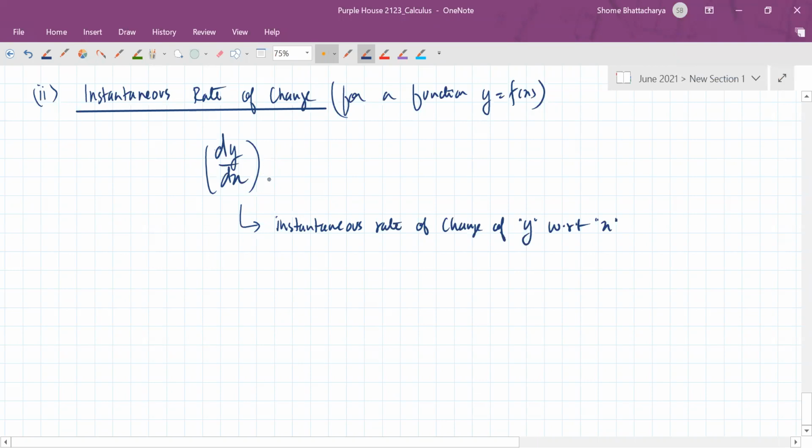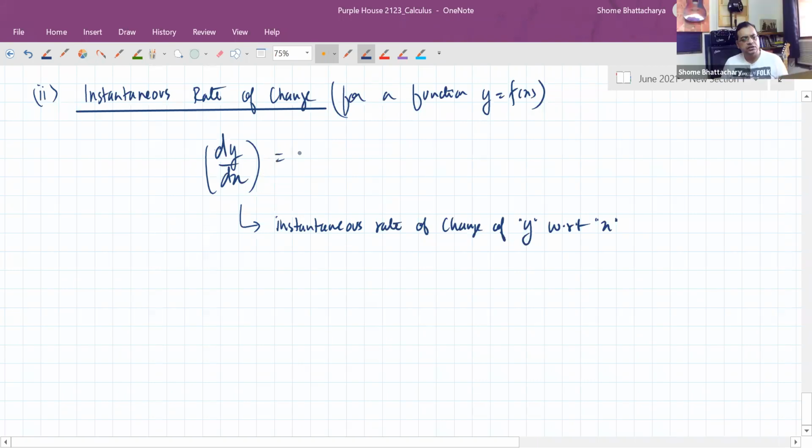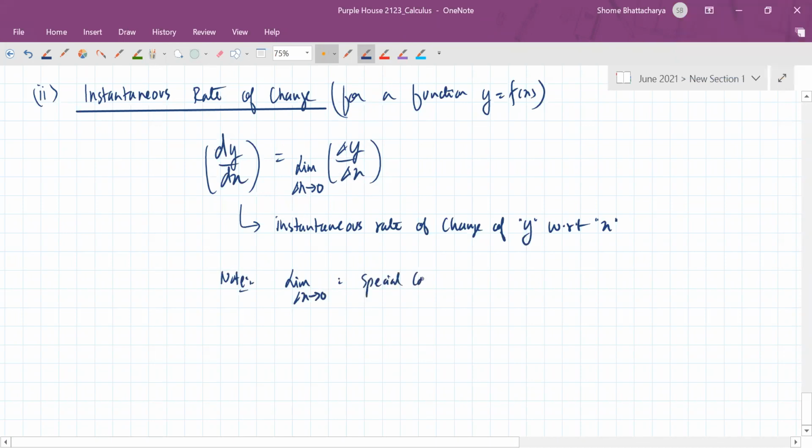Okay, sir. So what is the definition of instantaneous rate of change? It is delta y by delta x, but with a special condition, which we call a limit. That special condition or limit is written mathematically in short form as limit delta x tends to 0. This is a special condition, or you can say limit.